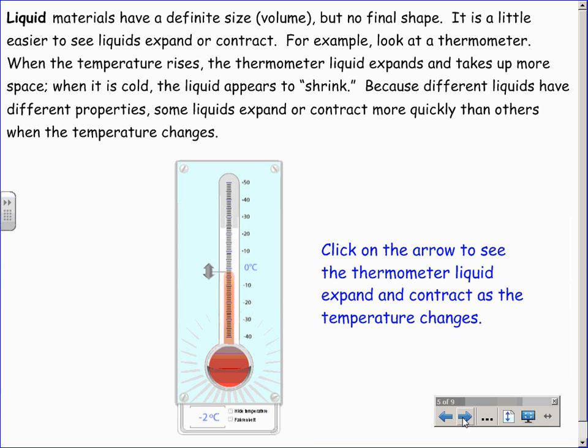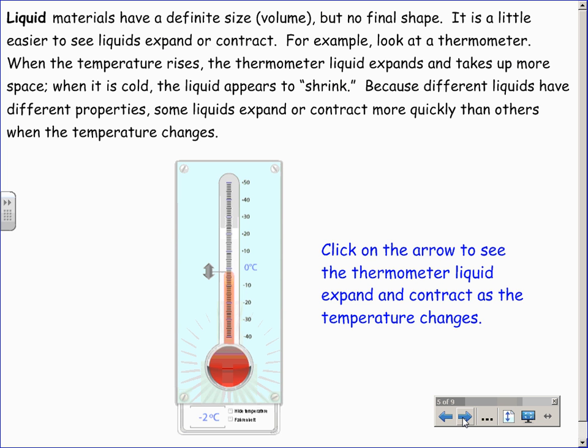Liquid materials have definite size, but no fixed shape. It is a little easier to see liquids expand or contract. For example, look at the thermometer. When the temperature rises, the thermometer liquid expands and takes up more space. When it is cold, the liquid appears to shrink. Because different liquids have different properties, some liquids expand or contract more quickly than others.